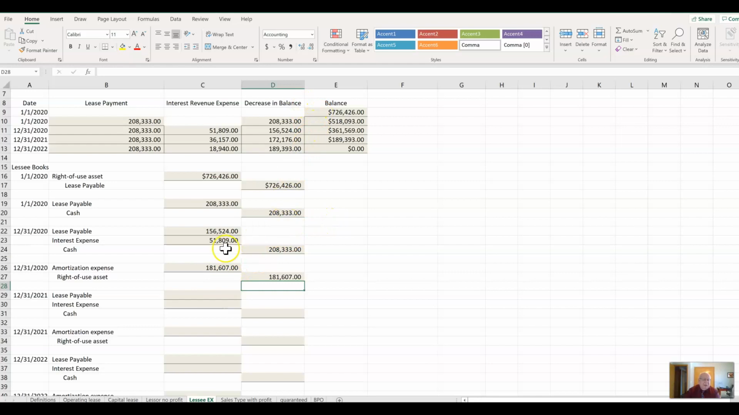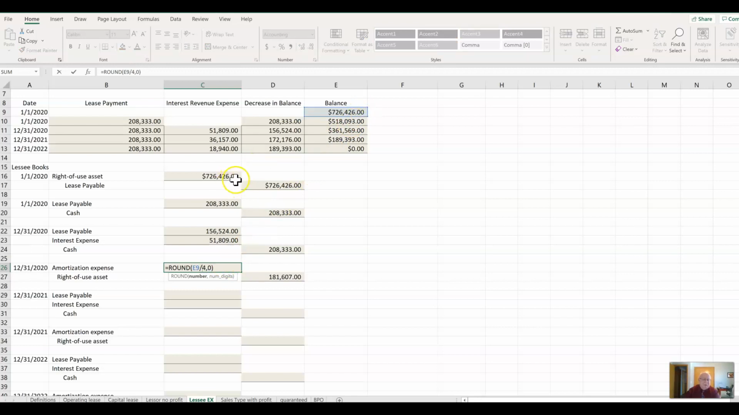So basically, again, it's the 726,426, the right to use asset, divided by the useful life. We don't have a salvage value. So then we go to the next one.